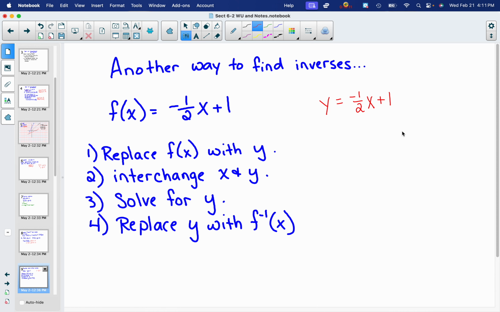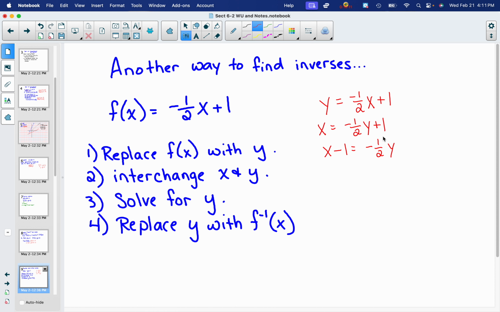Now interchange x and y. So I'm going to have x equals negative 1/2 y plus 1. Next, I solve for y. That means get y by itself. So I'm going to subtract 1 from both sides. So I get x minus 1 equals negative 1/2 y.